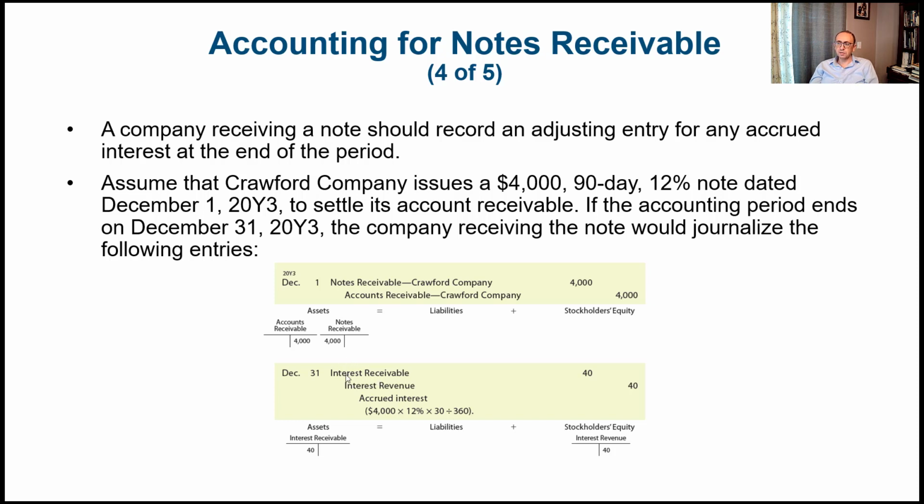Why didn't we debit cash? Because we haven't received the interest yet. This is just an adjusting entry. It recognizes the interest revenue, but it's accrued. It wasn't paid by the note issuer. So we have to wait until the maturity date, which should be on March 1st.